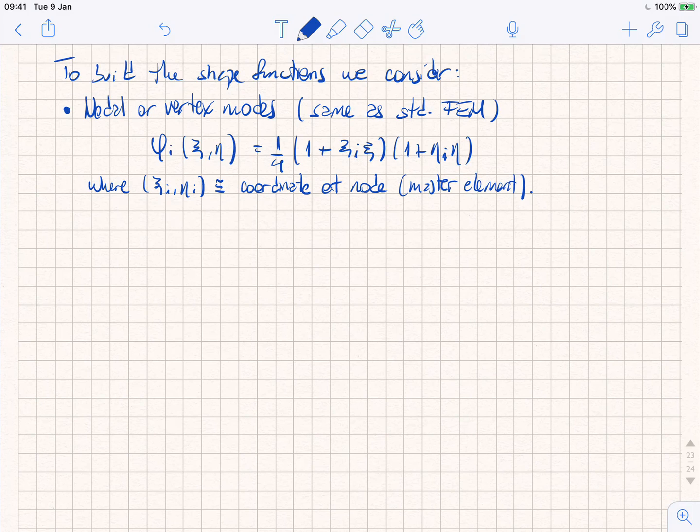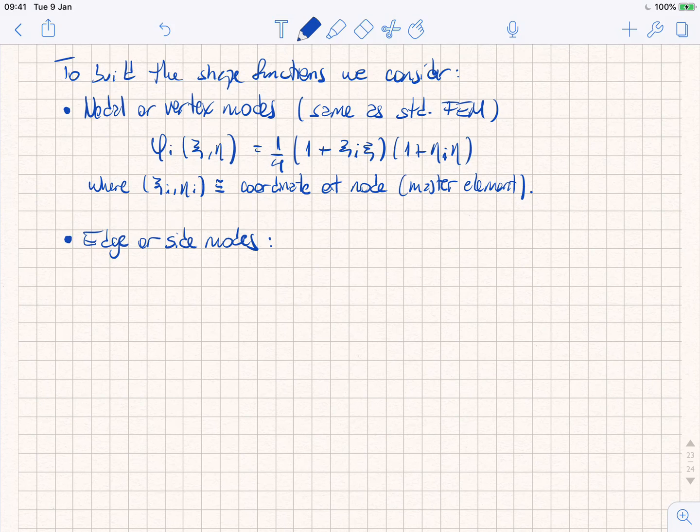Then we're going to have edge functions, or side modes. We really want to have this because if we want a high order interpolation in p-FEM, we need conformity along edges. So if our entire interpolation is quadratic, there has to be some quadratic function that is shared along the edges of the elements. And of course, our linear functions cannot do that, so we have to provide an edge function that is quadratic along those sides.